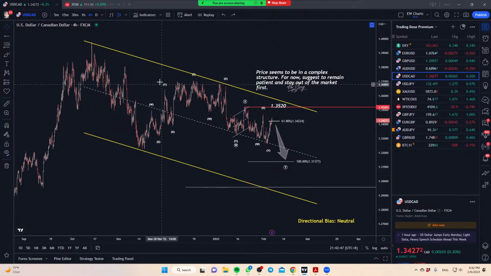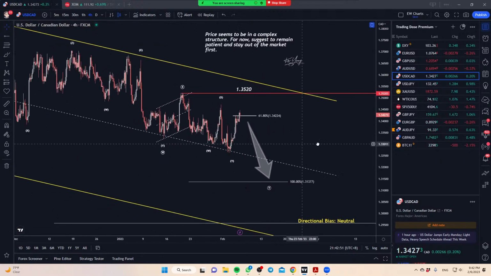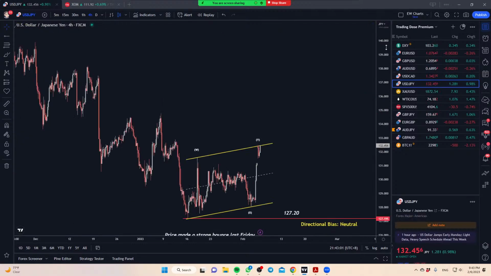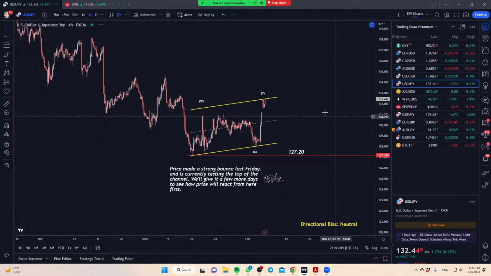Okay, so my personal opinion here is you just give it time. There's no need to rush things through. Let the market play out. Wait for a clear structure. We'll come back at a later date. Okay, dollar yen is also quite an interesting one to keep an eye on.